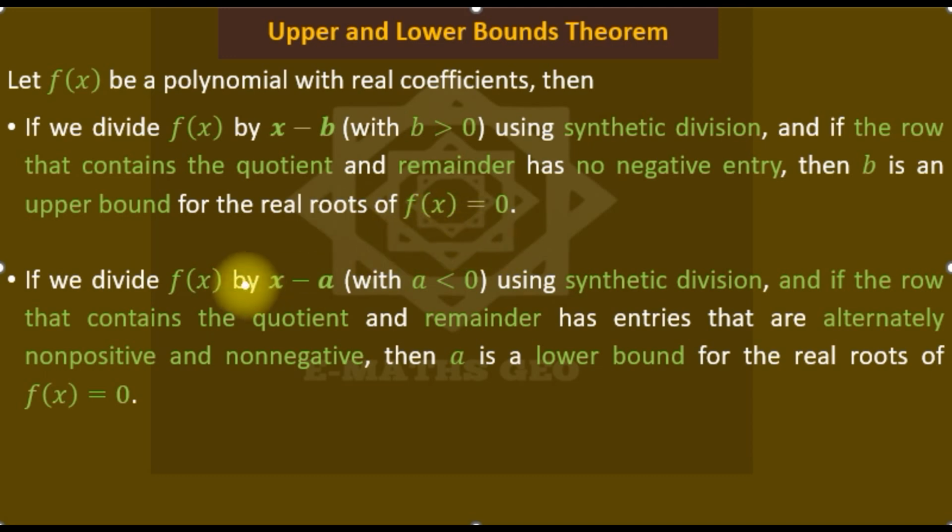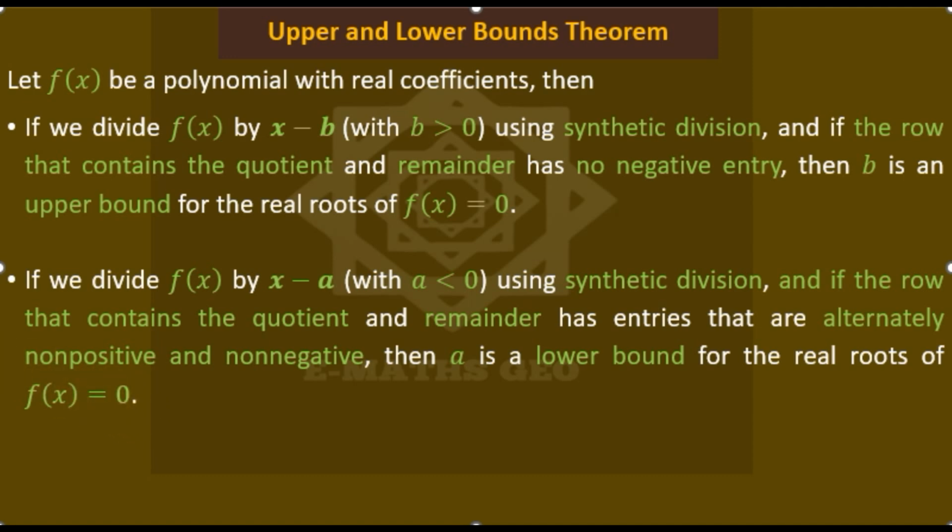So that's the meaning. In the same way, if we divide that same polynomial by x minus a, such that a is less than 0, so a is a negative number, using synthetic division, and the row that contains the quotient and the remainder has entries that are alternating, non-positive and non-negative, that is alternating positive and negative, then a is a lower bound for the polynomial function. Meaning that's the lowest root that it can have.